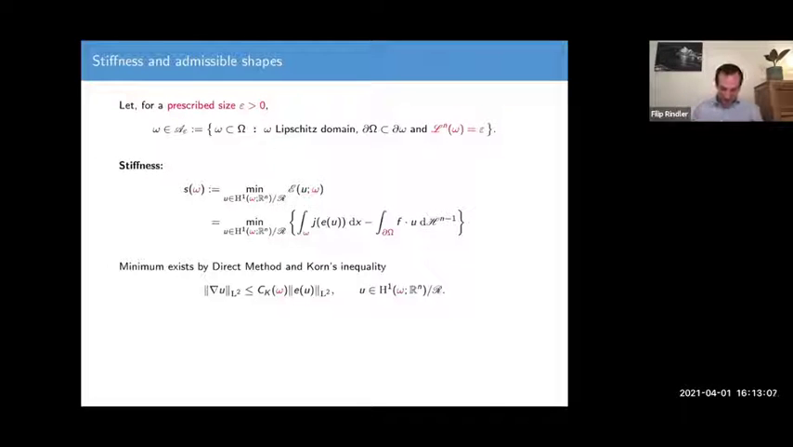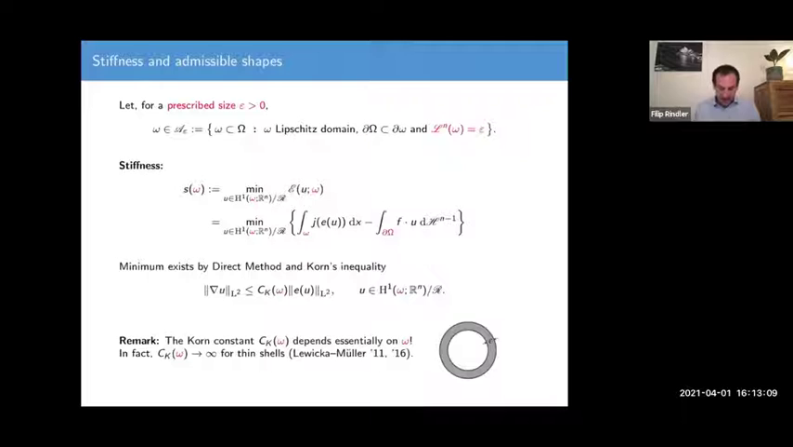So one thing I would like to say, though, is that this constant here is very much dependent on what omega is. In fact, there are some results by Lewicka and Müller, which give you very precise information on this, at least in 2D, but it's the same in 3D, that if you have a very thin shell, so you have like a domain that looks like this, and it has thickness epsilon, as epsilon goes to 0, this Korn constant blows up to infinity.